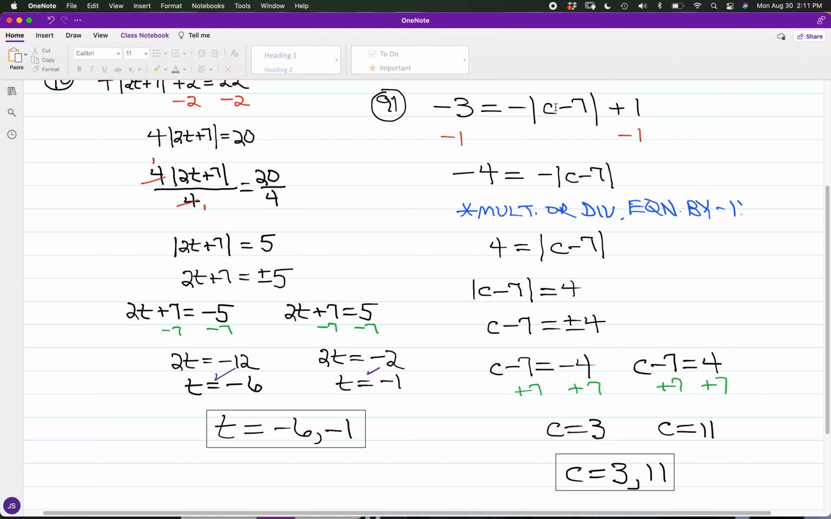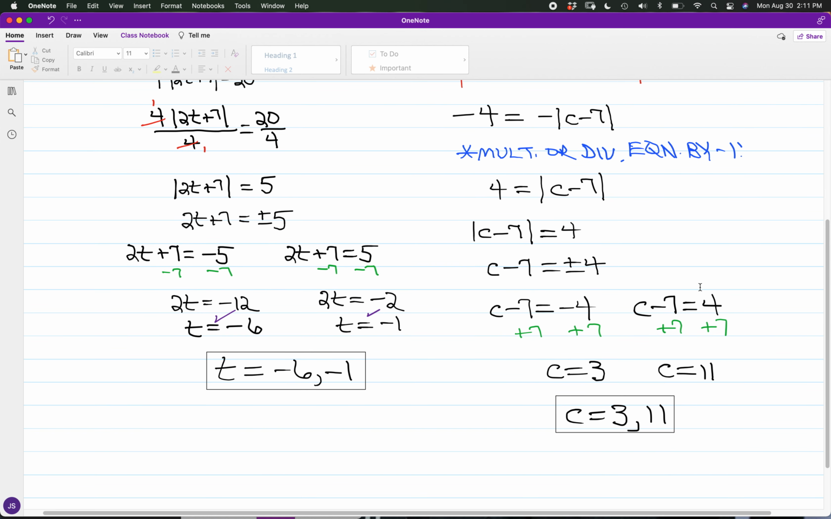Now for 11, we have 11 minus 7 is 4. The absolute value of 4 is 4. But again, you have multiplying by negative 1 thanks to the minus sign in front of the absolute value symbol. So you get minus 4 plus 1 again, which is going to be negative 3. So those are the two results we have for c.